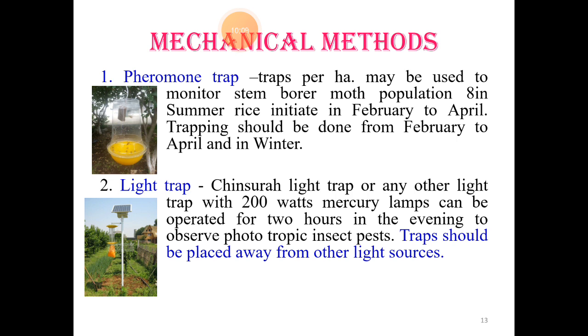instrument and die within. Similarly, light traps, Chinsura light traps or mercury light traps, where phototropic insect pests are trapped and killed. Phototropic refers to the insects which love to move in the light. Remember, students, these are all the insects which are attracted or trapped during the night times. There are insects which move or which are active during night time, called nocturnal insects. Such insects are trapped by using these two methods.